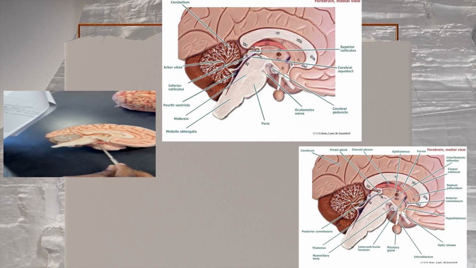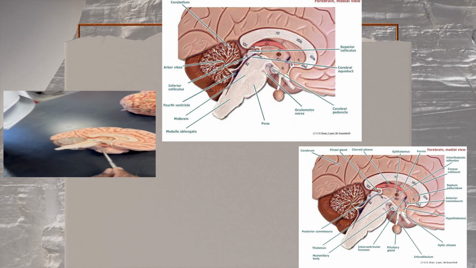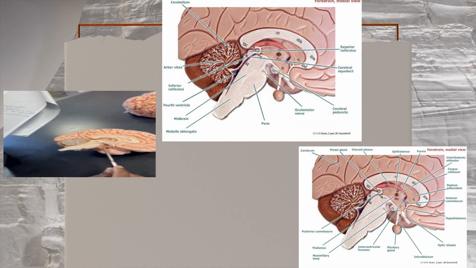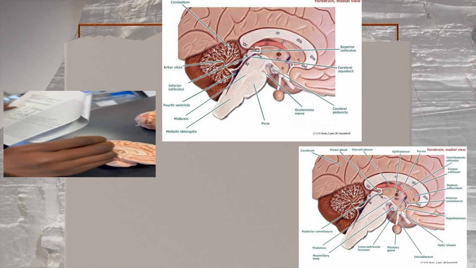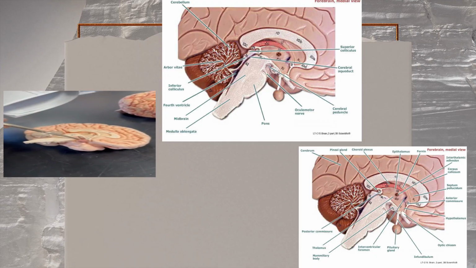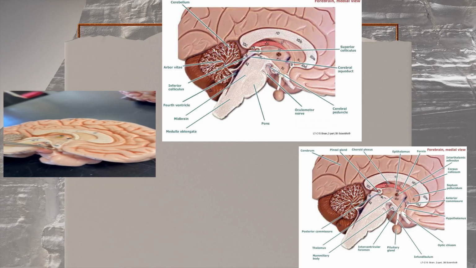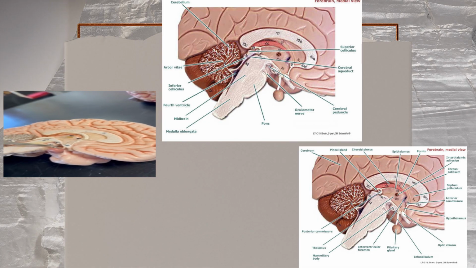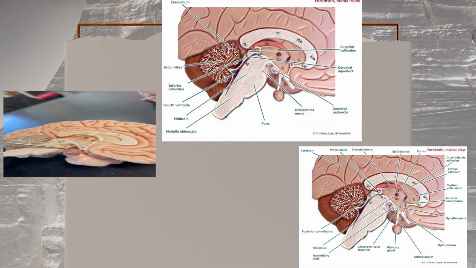This is the pituitary gland. It secretes hormones that control growth, reproduction, and metabolism. This little line here is the infundibulum. It links the hypothalamus to the pituitary gland for hormone signals.